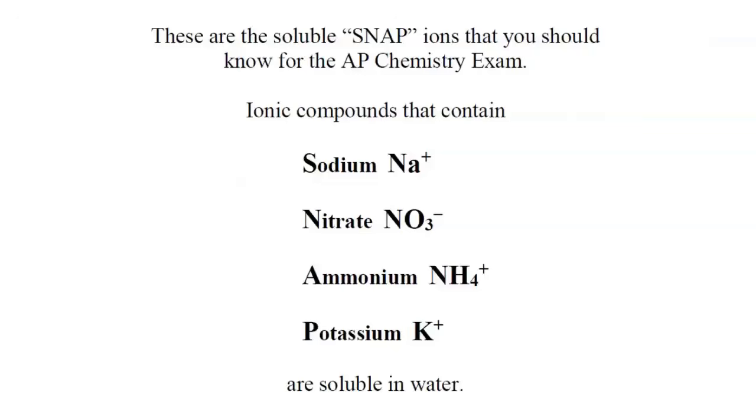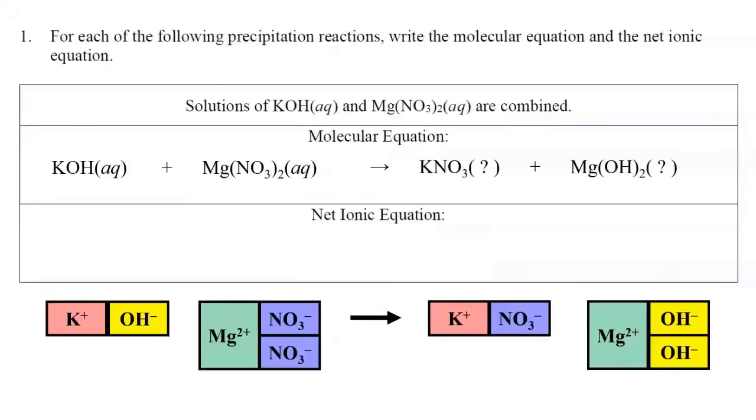If we take a look at our soluble snap ions, both potassium and nitrate are soluble, so therefore potassium nitrate will be aq because it's soluble in water, and that means that the precipitate must be the magnesium hydroxide. So there's definitely a precipitate. Once we know which one of the products is soluble, then the other product must be the precipitate.